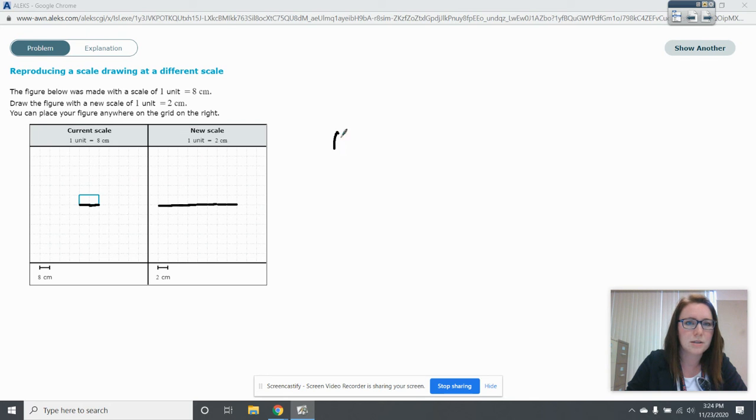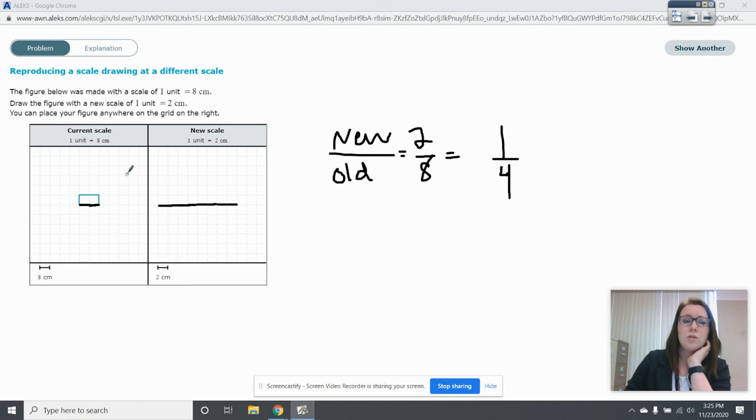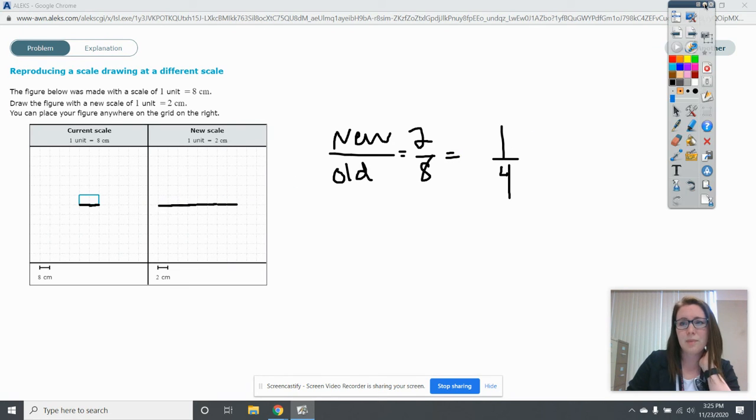My scale factor is my new thing to my old thing. Well, my new thing is only 2 centimeters. My old thing was 8 centimeters. So when I simplify that, that's 1 over 4. So that's telling us that for every 1 square I have here, I need 4 squares over here on my new one. Anyway, that's one way we could have done it. But I'm going to keep going and just use my logic because that's my favorite.